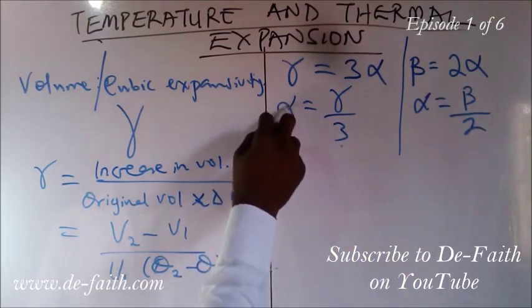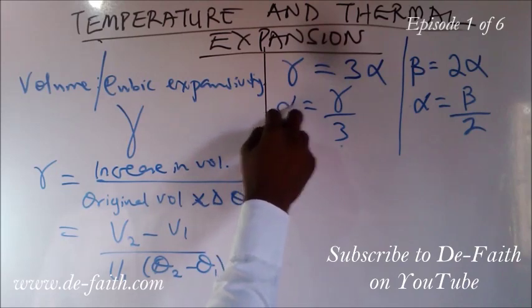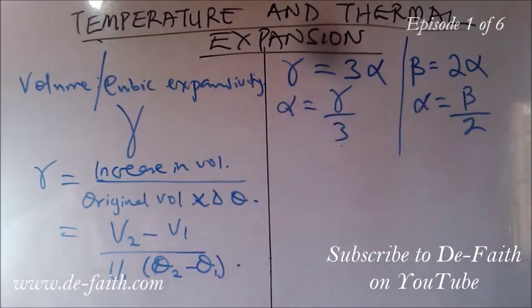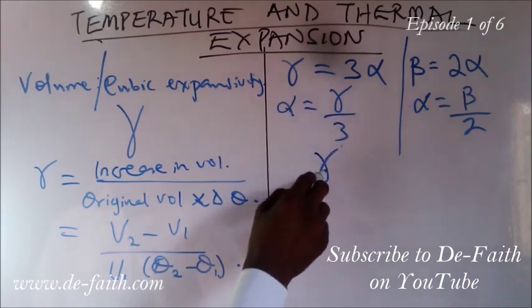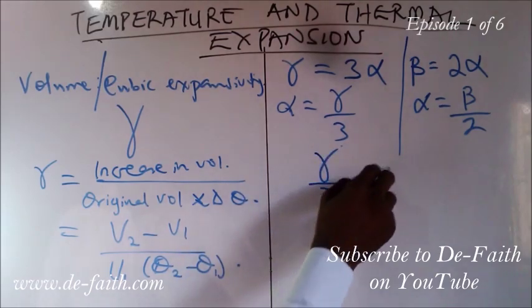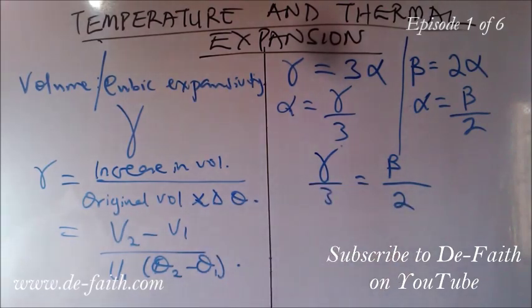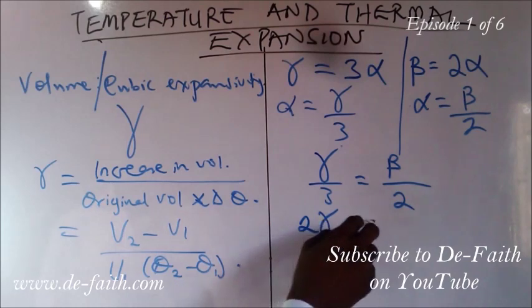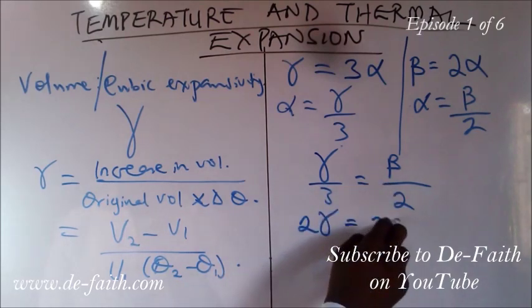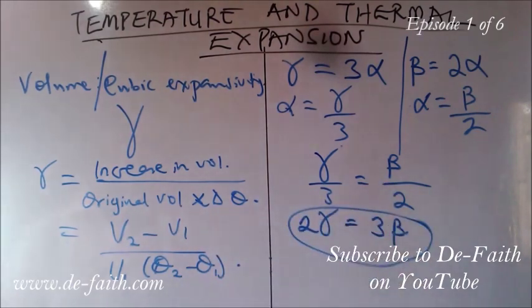Now we can equate this, since this is alpha and this is alpha. Those are the linear expansivity. When we equate, we have that cubic expansivity over 3 is equal to area expansivity over 2. When we cross multiply it, we end up having 2 of cubic expansivity equal to 3 of area expansivity. So here is a relationship between cubic and area expansivity.